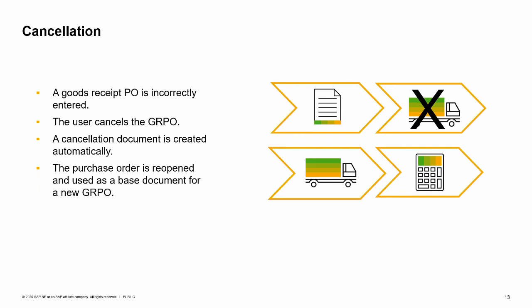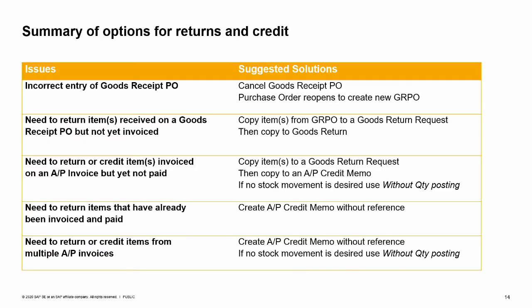For example, a goods receipt PO is incorrectly entered. The user cancels the goods receipt PO and a cancellation document is created automatically. The purchase order is reopened after cancellation and can be used as a base document to create a new goods receipt PO. Here's a summary of options for returns and credits in purchasing.